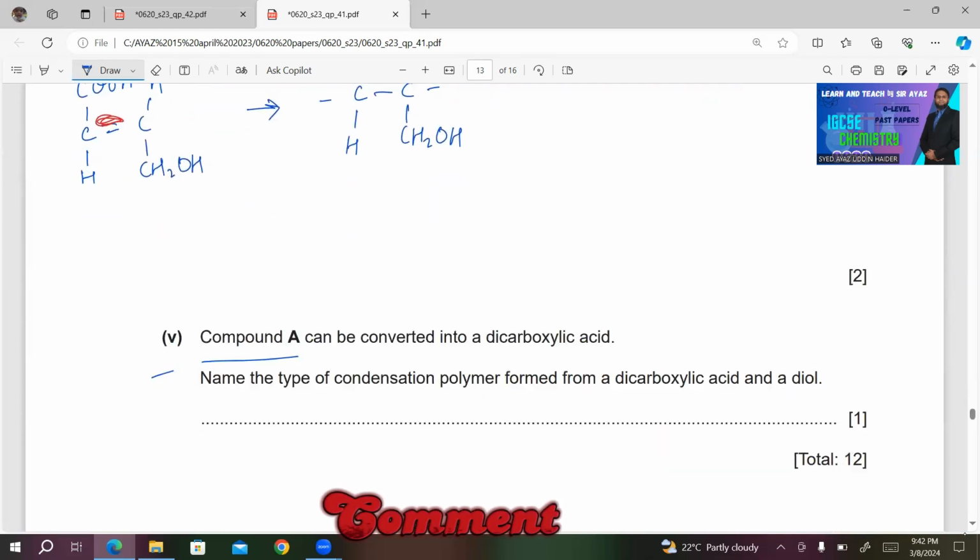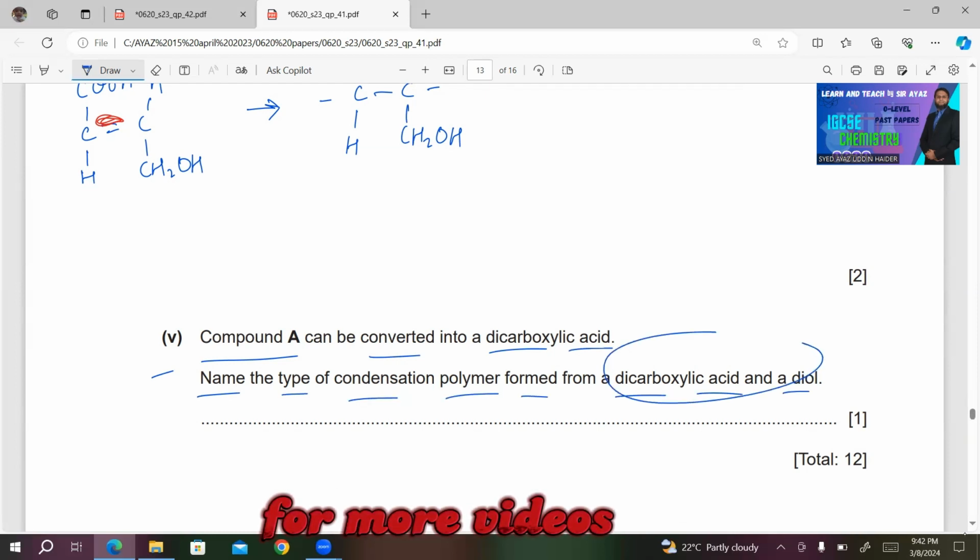Number 5, compound A can be converted into a dicarboxylic acid. Name the type of condensation polymer formed from a dicarboxylic acid and a diol. It must be polyester.